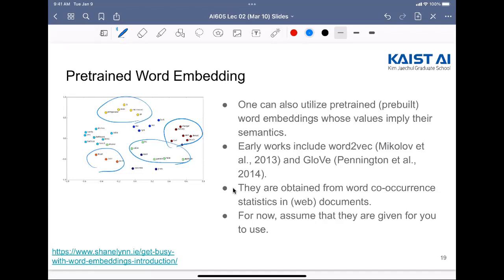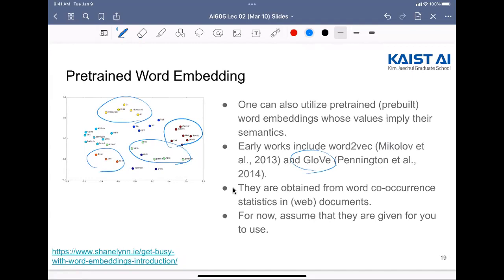So then what would be the best way to actually create this embedding so that we can utilize it right away instead of starting from randomly initialized vectors when we're training models? The early works include Word2Vec and GloVe vectors. Actually, for your assignment one, you'll be using GloVe. And Word2Vec is also earlier work that people use a lot.